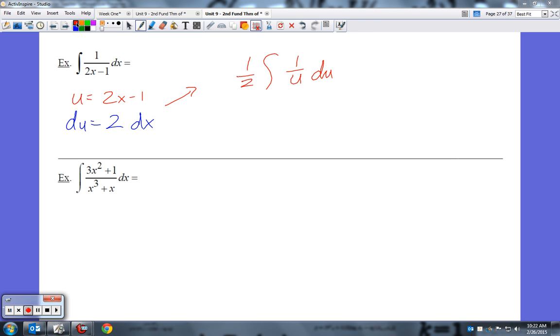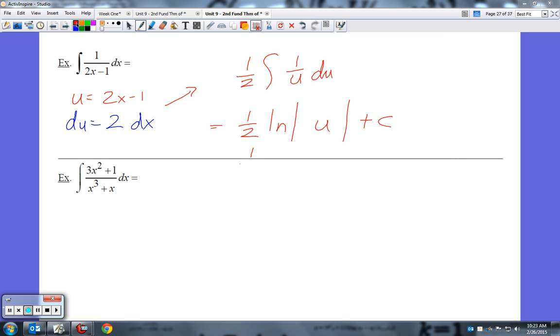Yep. So let's go with Bradley. What's the integral answer going to be? Final answer. 1/2 ln u. Not times, there's no times going on. Natural log, so 1/2 natural log of the absolute value of u plus c. Now that's not my final answer.